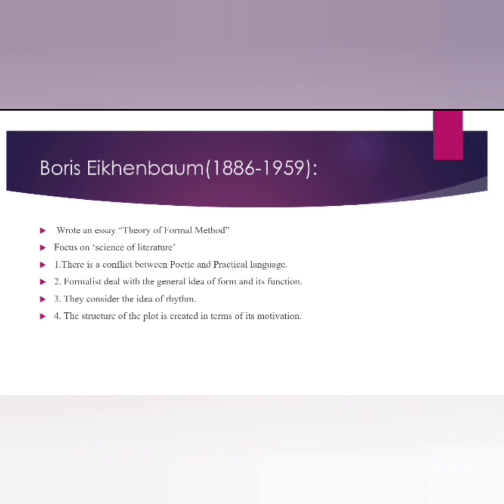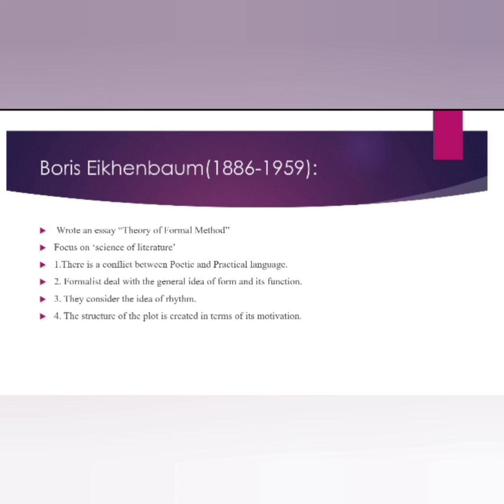Then in the Opoyaz group and school of thought, we have Boris Eichenbaum, and he wrote an essay named Theory of Formal Method, and in that essay he further talked about how poetic language is different from practical language. He said that in poetic language, the linguistic items have an independent value of their own, while in practical language the words and linguistic items have no independent value.